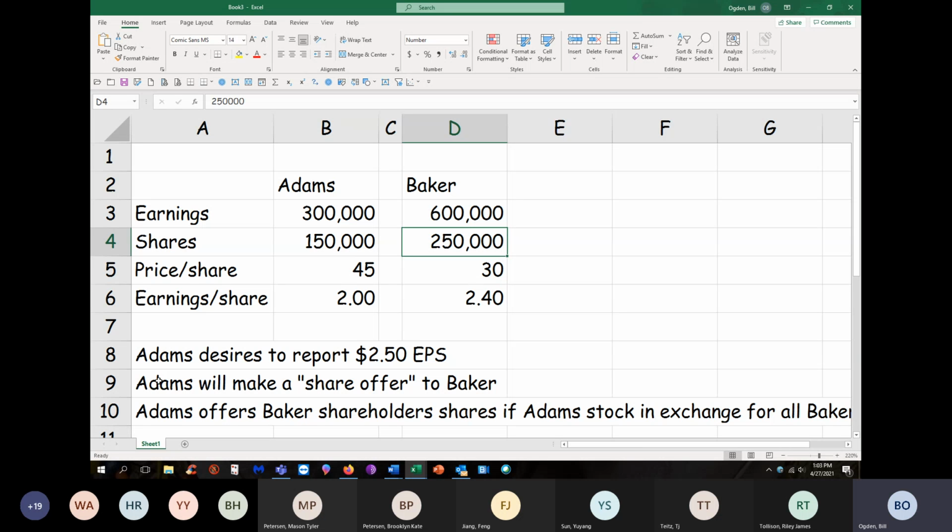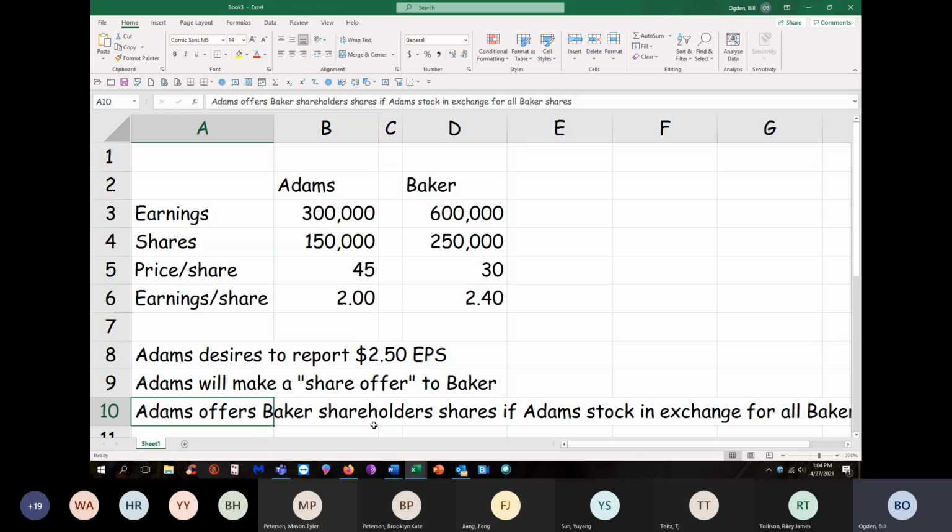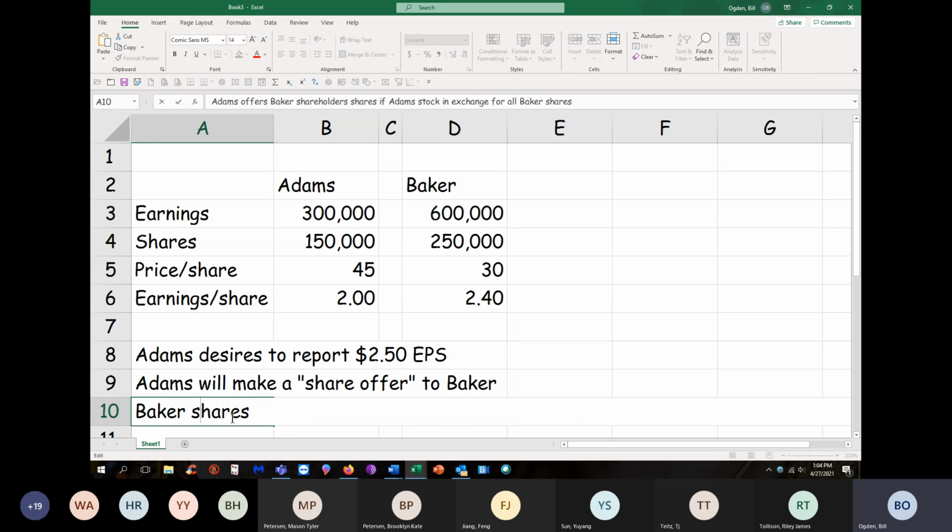Okay, so what will happen here? Adams will make a share offer to Baker. Adams offers Baker shareholders shares. That should be Adams shares. Oh my gosh, how did I do that? Excuse me. Oops, anyway, shares of Adams stock. How do I shift this? How in the world?